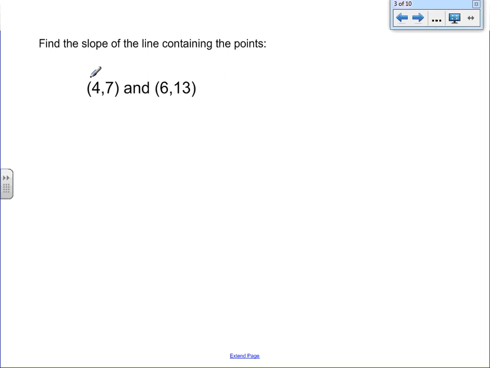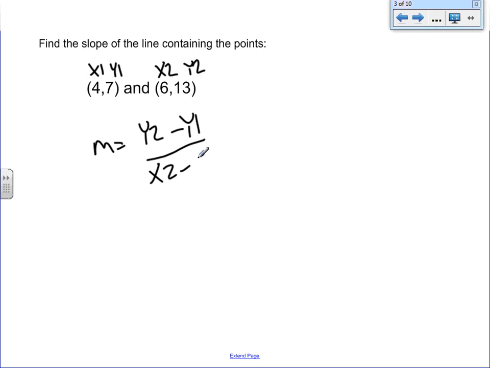Mr. Tague's method, until you've done this 58 times at least, is to label every single point, x1, y1, x2, y2, and write the formula every single time, y2 minus y1 over x2 minus x1. And by doing that, of course, you've got all the numbers you need. You just have to replace.